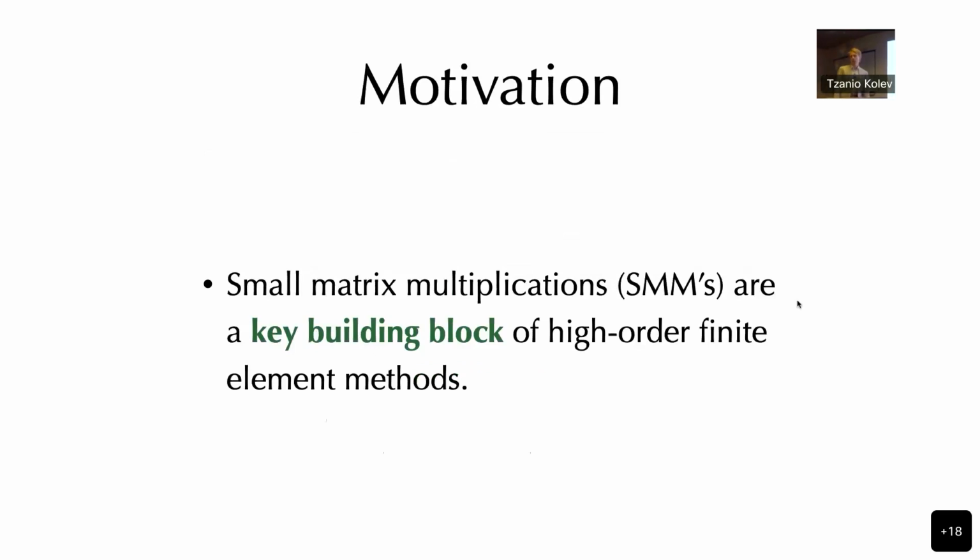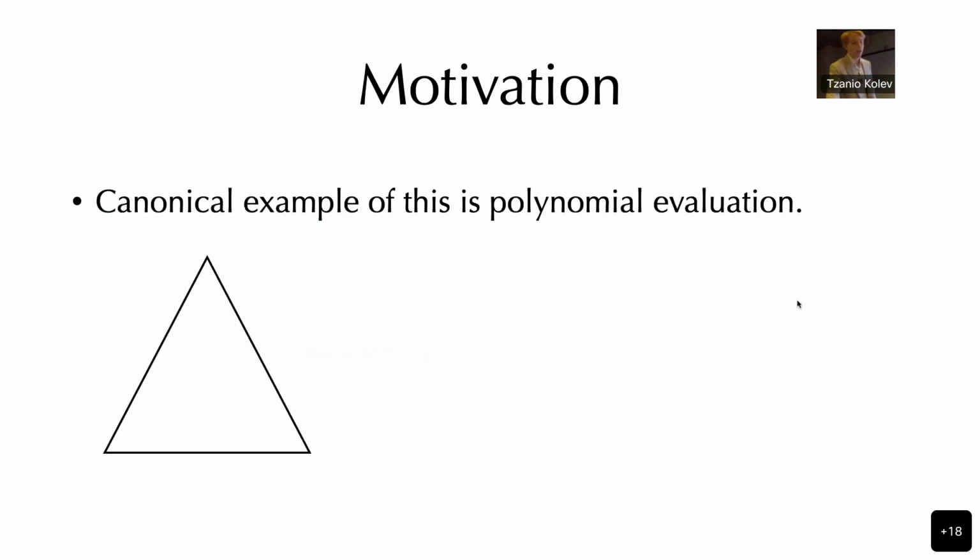small matrix multiplications, or SmMMs, as they are often known, are a key building block of high-order finite element methods. So a way you can cast a large number of the operators which arise in a high-order finite element method, especially in their explicit variety, is as small matrix multiplications. Perhaps the canonical example of this is polynomial evaluation.